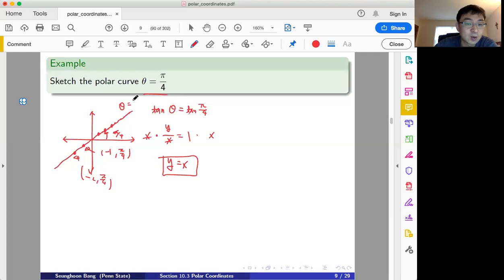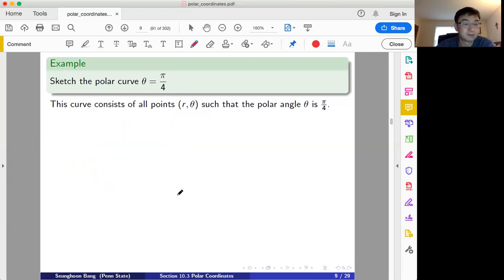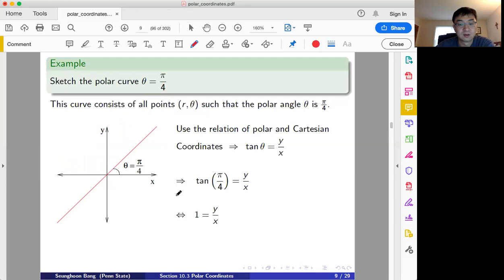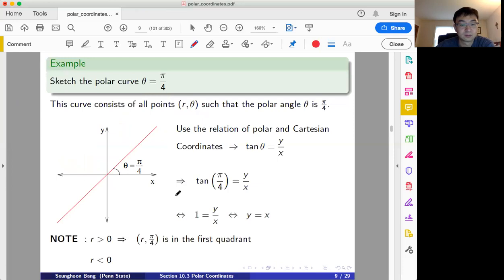So what is theta equals pi over 4? Just a line. The angle doesn't change. This is the key. The next one.